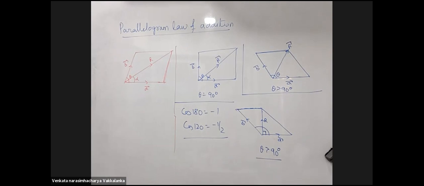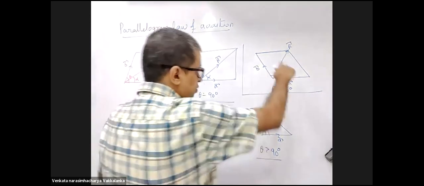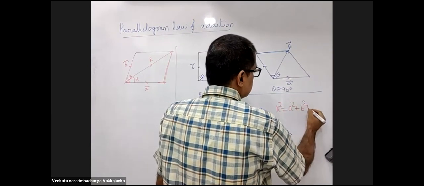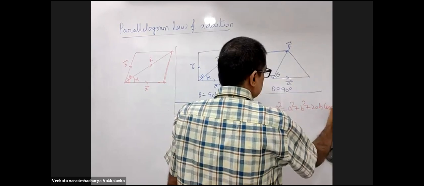Sir, in the last case for finding R, we'll use the same formula, right? Comfortably, in both the cases, R square is A square plus B square plus 2AB cos theta.